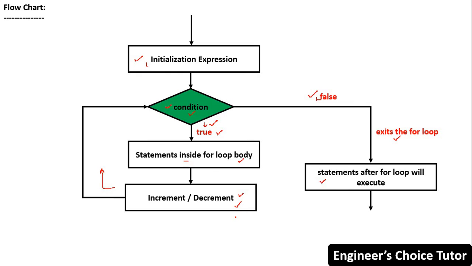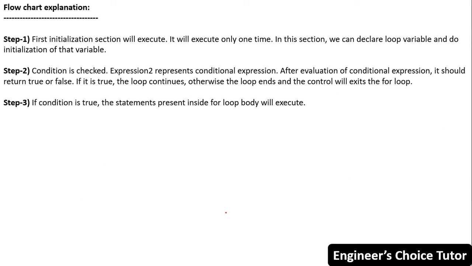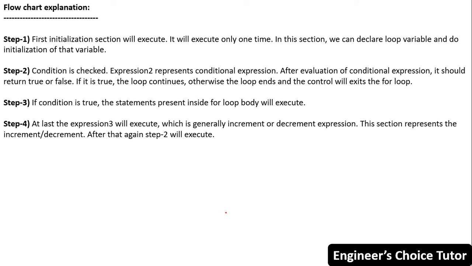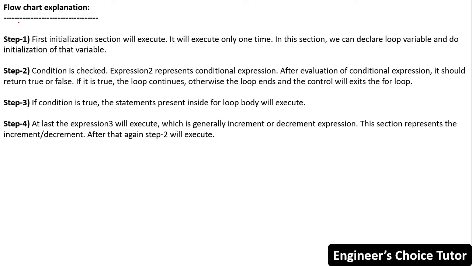Let's see the next thing. Here I have provided notes for the flowchart of the for loop. We have the description and explanation here, so you can take this, it is helpful for you. I have mentioned what will happen in the case of true, in the case of false, and regarding the initialization section also. So please take these things, right?